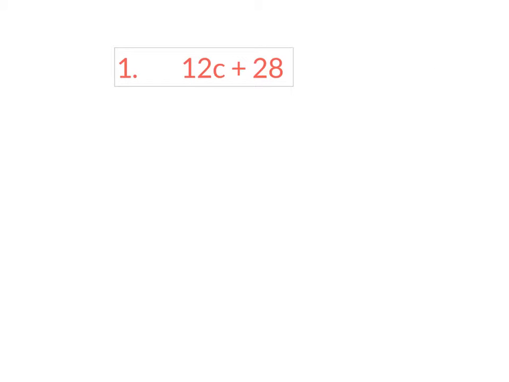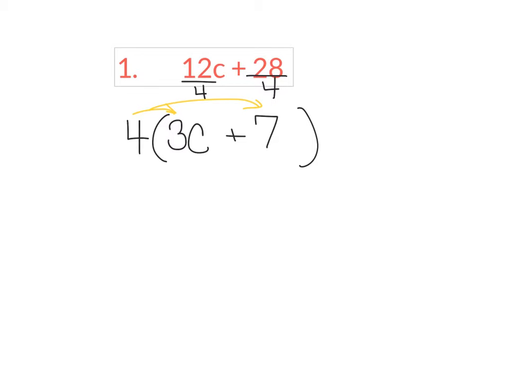So what we have here is a binomial, 12c plus 28. And you want to think, what's the biggest thing that goes into both 12 and 28? Well, 2 does. So then try 4. And they're both divisible by 4. So what you do is you write your GCF first, and then you open up a set of parentheses. In a sense, we're doing the distributive property in reverse. So I'm going to divide each of these by the GCF. 12c divided by 4 is 3c, and 28 divided by 4 is 7. Now, think about this. If you would redistribute, you would get 12c plus 28. So you know that you are correct.